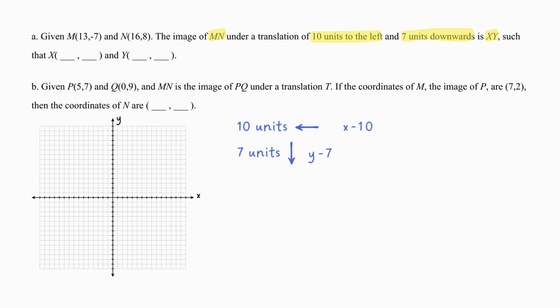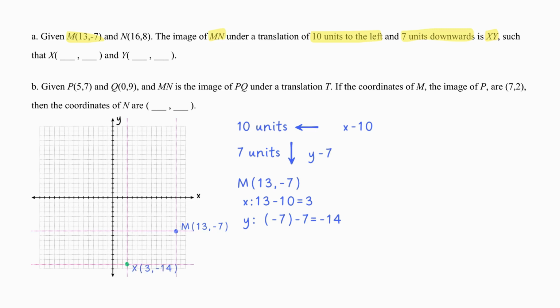Let's start with point M. The coordinates for M are 13, -7. After applying the rule, the x-coordinate will be 13 minus 10 is equal to 3, and the y-coordinate will be -7 minus 7 is equal to -14. So the coordinates for the image X are 3, -14.